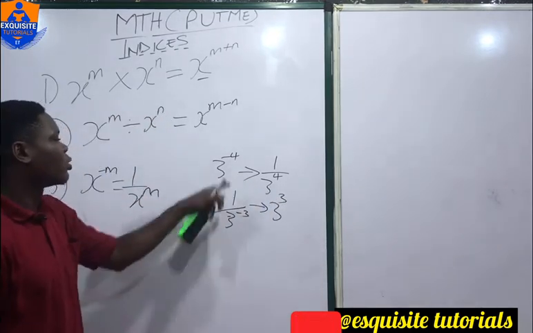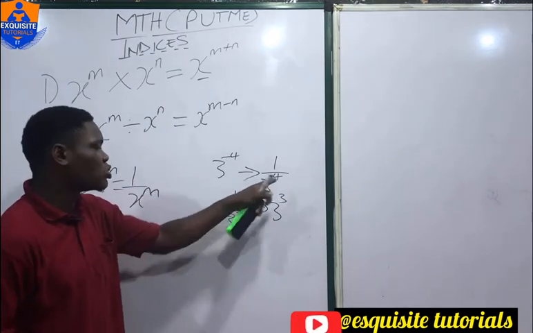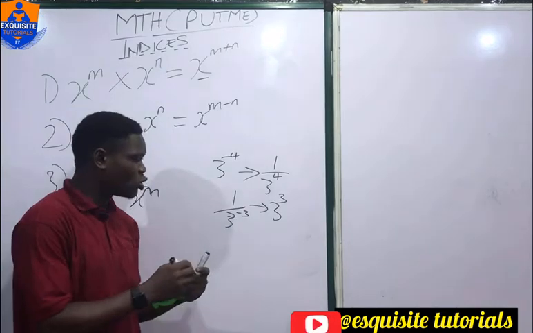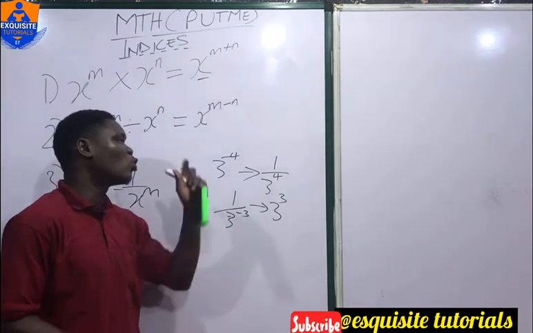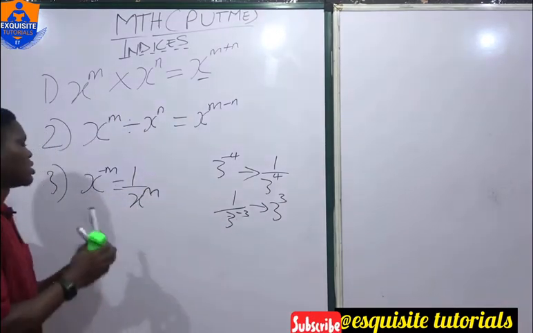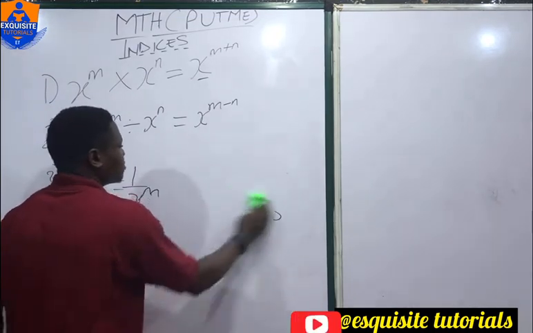So whether the minus is here, if you are bringing it down, the minus goes out. But if the minus is at the denominator, when you are taking it up, the minus goes out. So that will be the third law of indices.